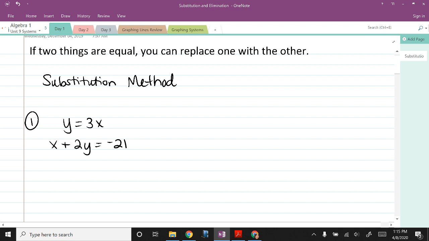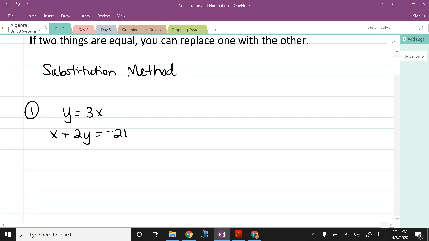So we're going to use substitution method to help us solve a system of equations. So number one, we have a system of two equations here. We have y equals 3x is the first one, and x plus 2y equals negative 21. So what we're going to do is solve to get an x solution and a y solution. All right, we want to know what x equals and what y equals. Now we're going to use substitution.